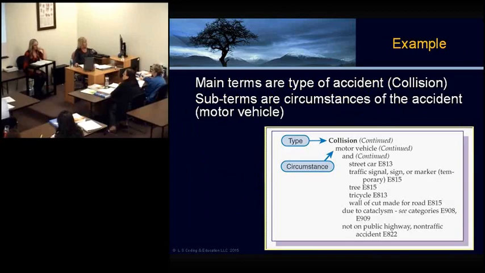Okay, so if we look under collision, this is the main term in the E-code index. Collision is the main term, and then motor vehicle is a subterm. And then you have further indentations: motor vehicle and streetcar, motor vehicle and traffic signal, sign or marker, motor vehicle and tree. So it's really important to keep looking down the whole list to get the most specific code you can find. It doesn't always take you to every digit. This is only part of the code.